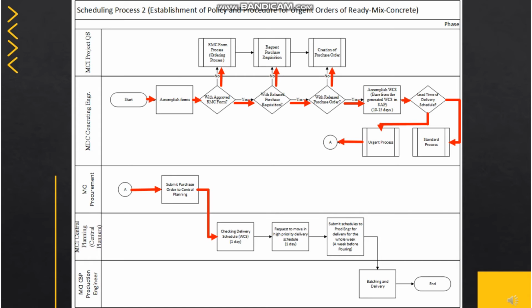After completing the relevant documentation, MCI procurement will submit a purchase order to MDC Central Planning for review of the delivery plan and will be asked to move to a high priority delivery schedule. The schedule will then be sent to the production engineer for the delivery of ready-mixed concrete for the final week schedule, if the plant can support it, and if not, the same procedure will be followed if a partnered supplier or third-party supplier is used. Production engineers will be in charge of delivering RMC to their respective sites.